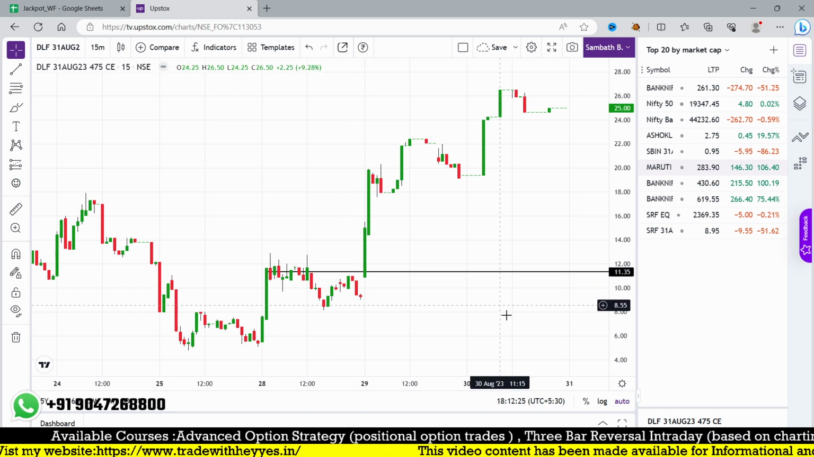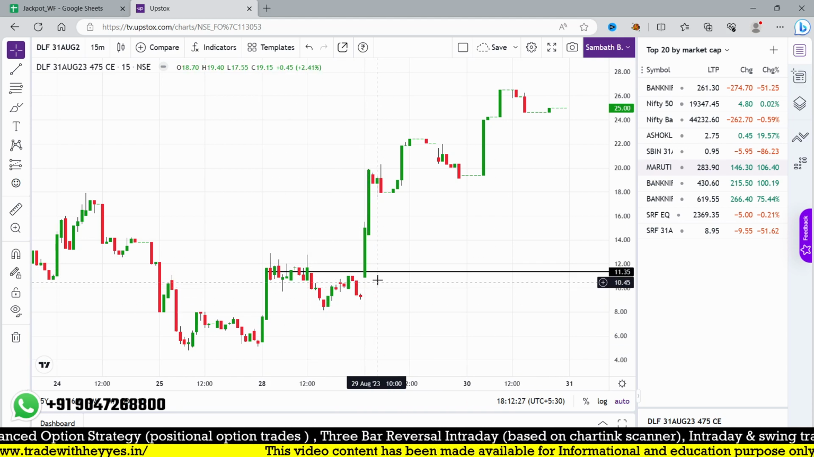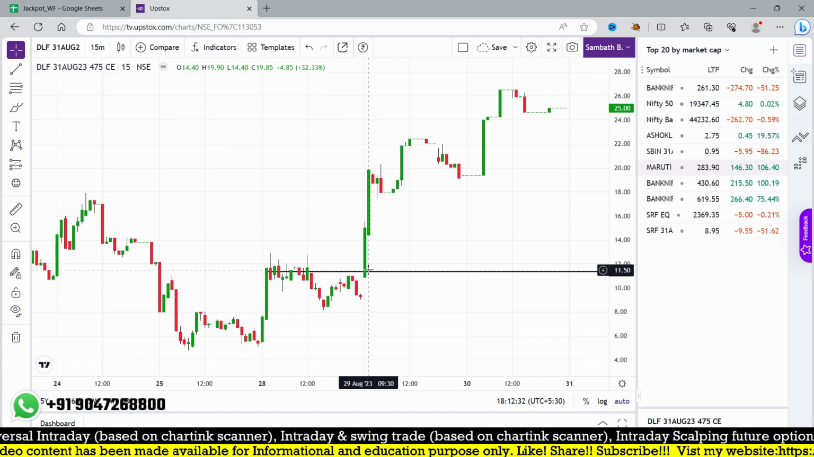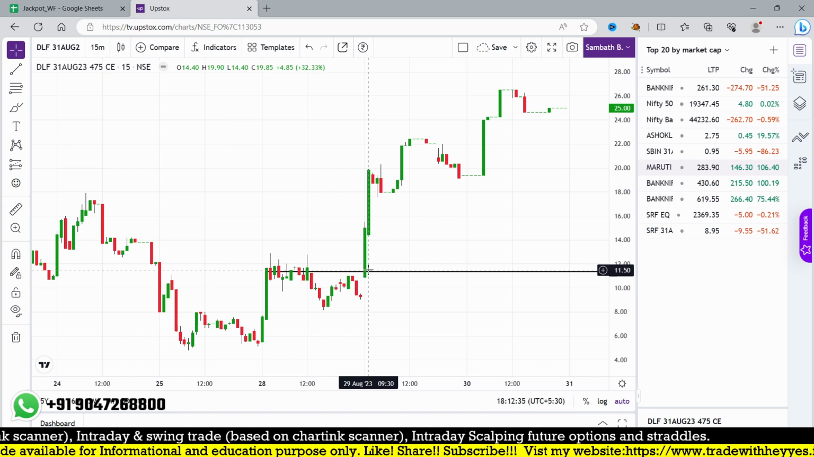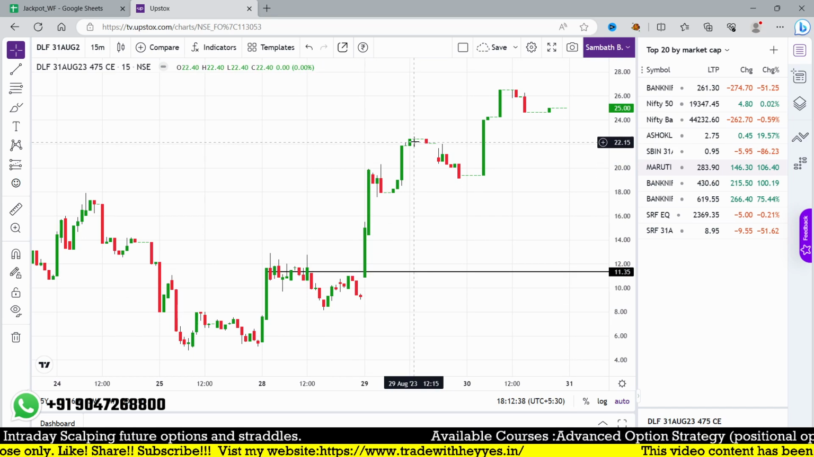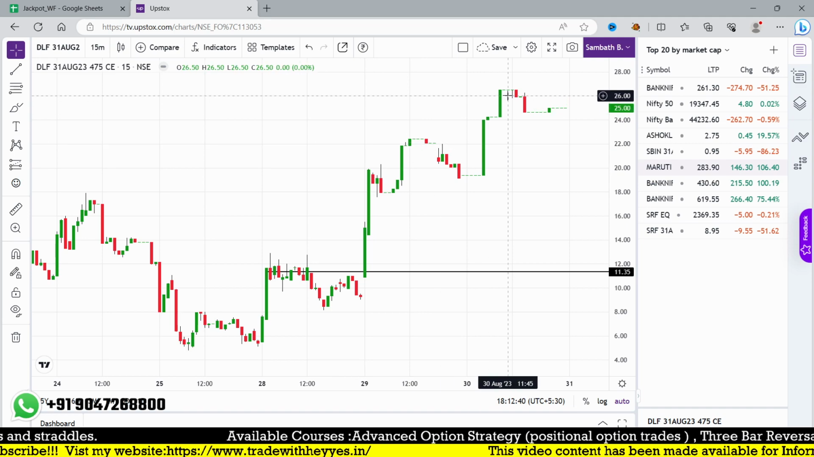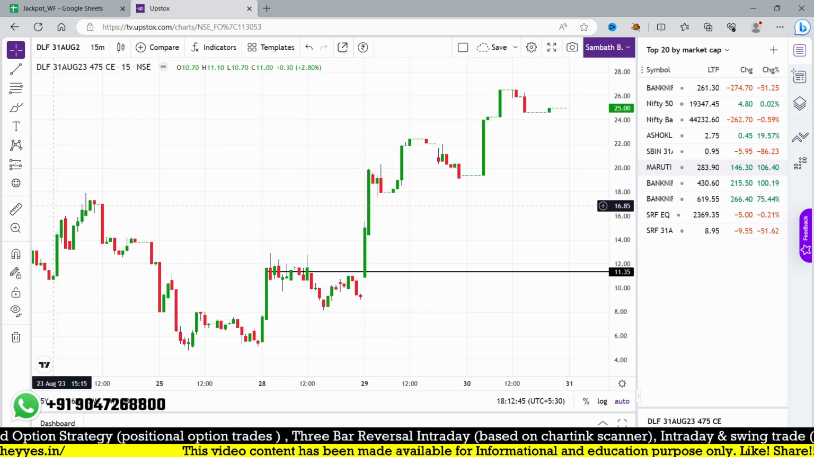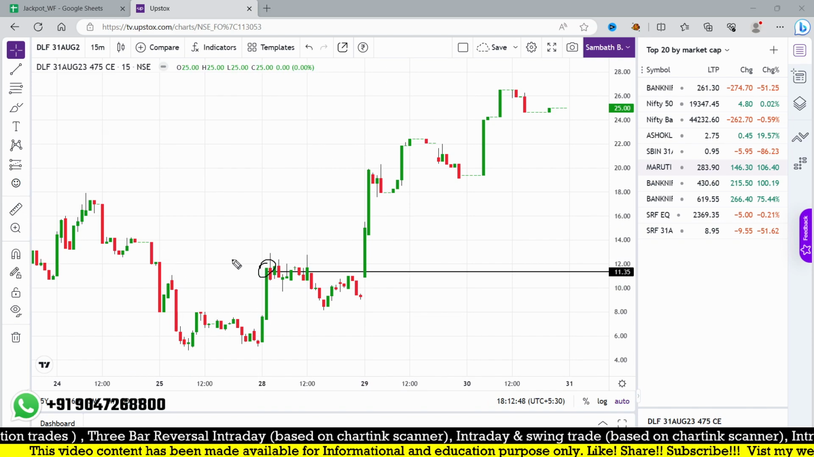I was waiting for it, and on the 29th again around the opening at 9:30, because it was not a fresh breakout, this is a re-entry. This time I was trying for an opportunity. From that, it went up to 22. Unfortunately, today it went up to 26. So I hope you understand this concept where I am using a fresh breakout.